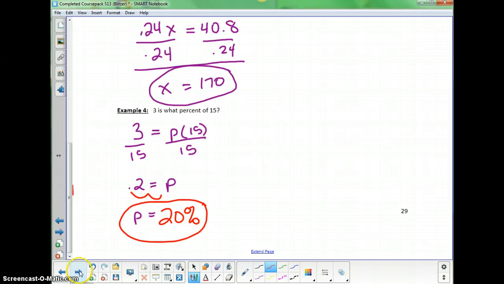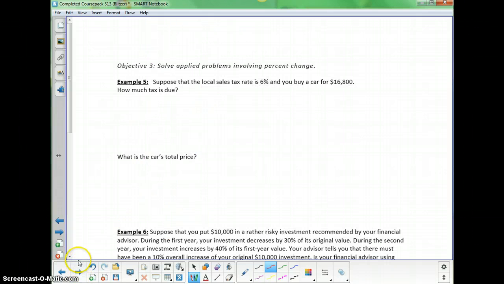Let's look at the next page. Alright, so these are the problems that are not written directly in math language, but I can use that same format, amount equals percent times base, to set up and solve these equations.